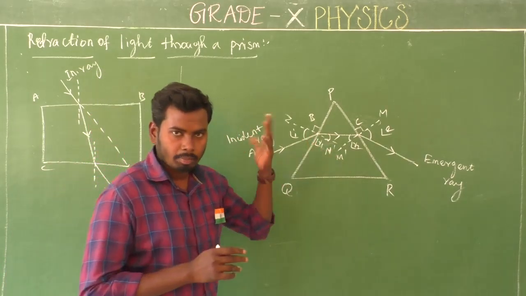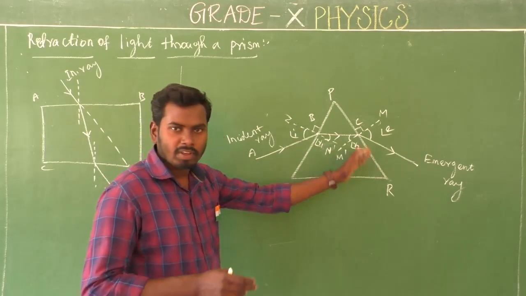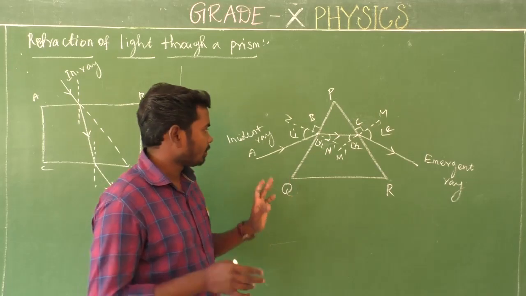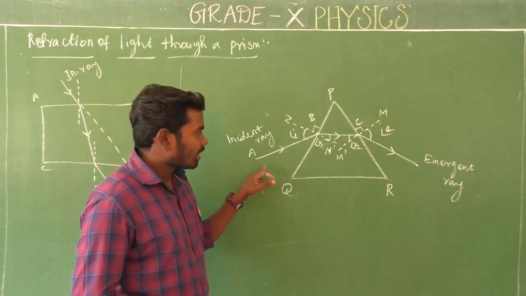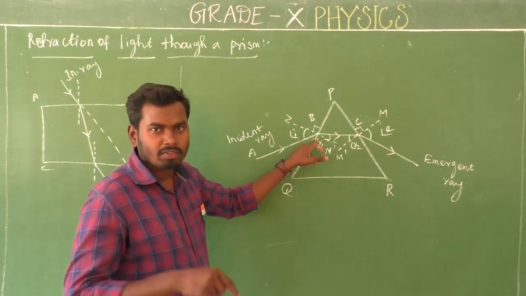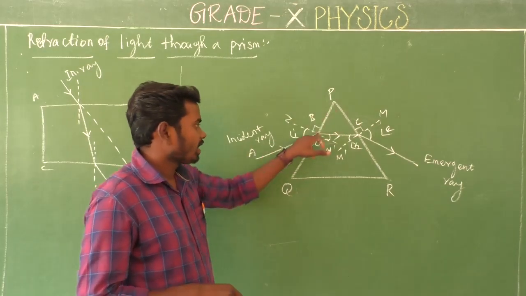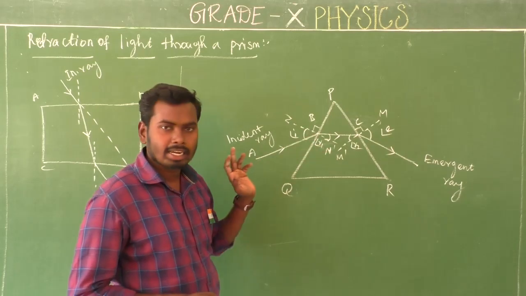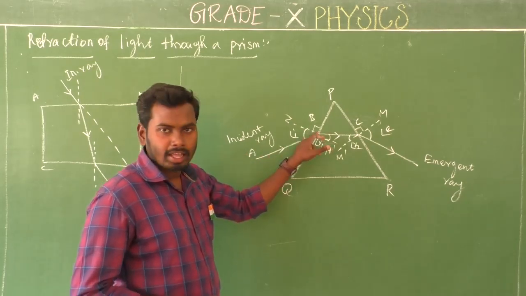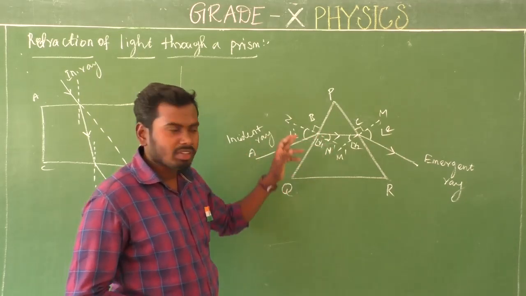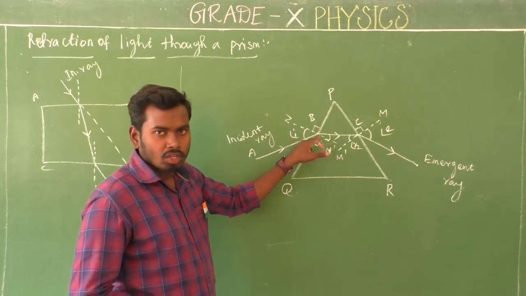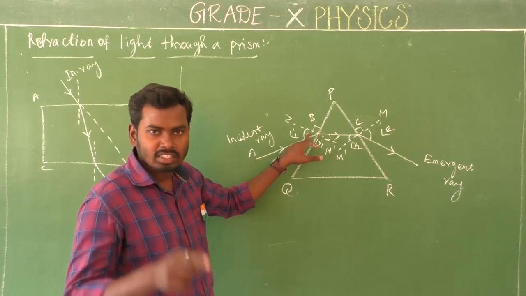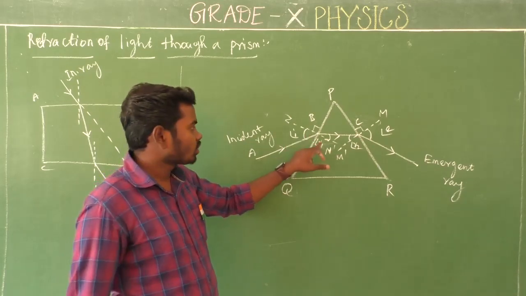Look at here, I'll repeat it. Consider a glass prism, the phase of the glass prism PQR. Next, consider a ray of light. A ray of light falls on the surface of the glass prism PR here at the point B. So AB is an incident ray. Then draw the normal at the point of incidence like this. This normal and the incident ray make an angle. What is that? Angle of incidence, denoted by the letter I.